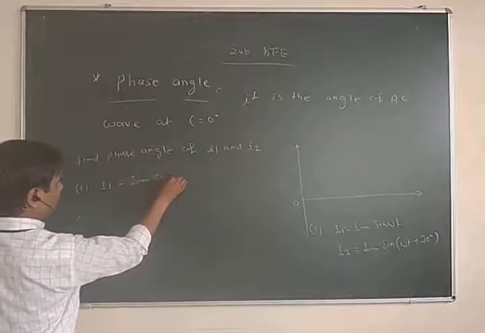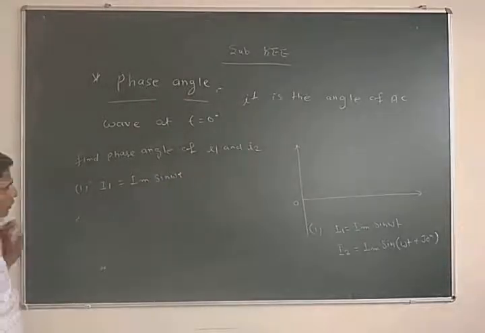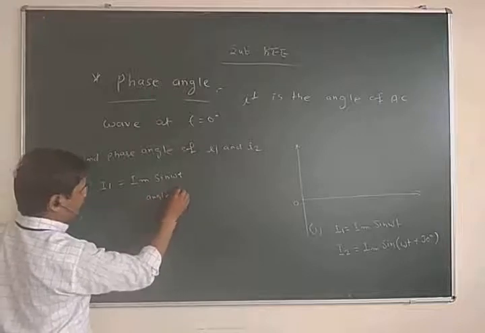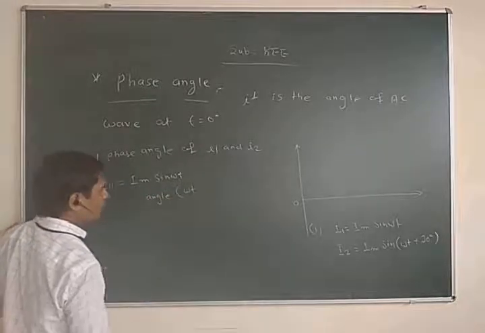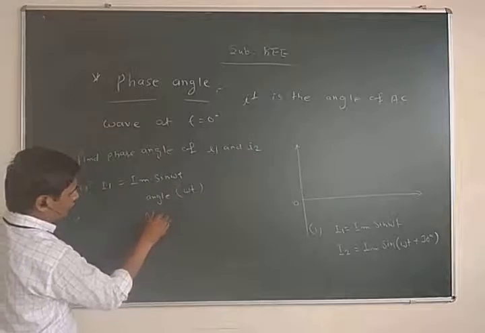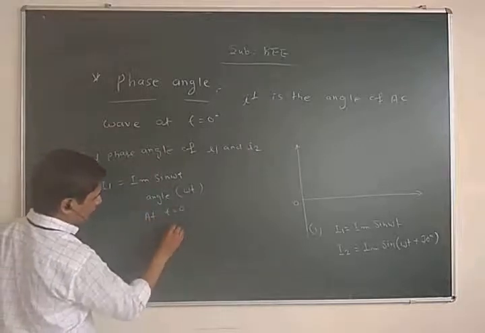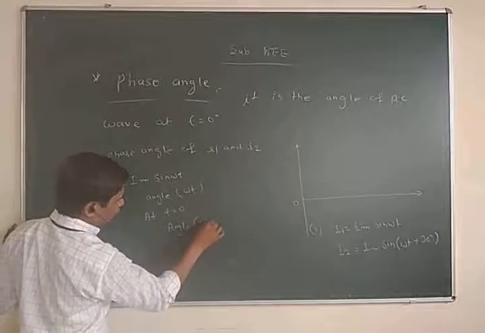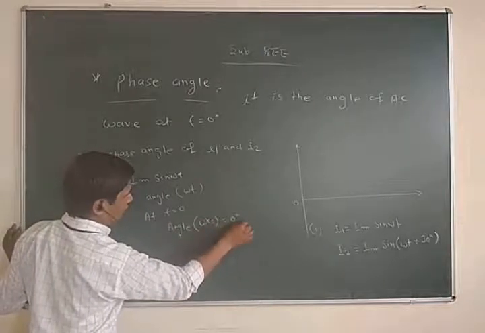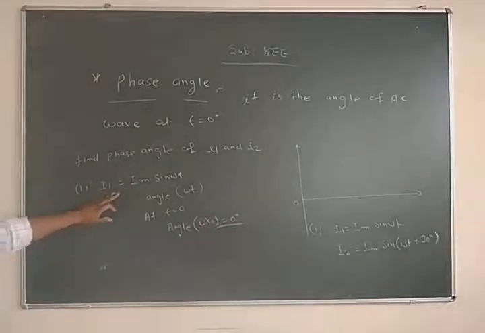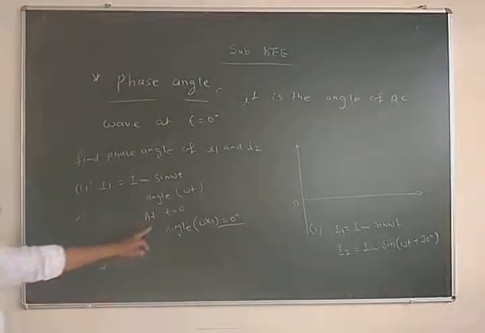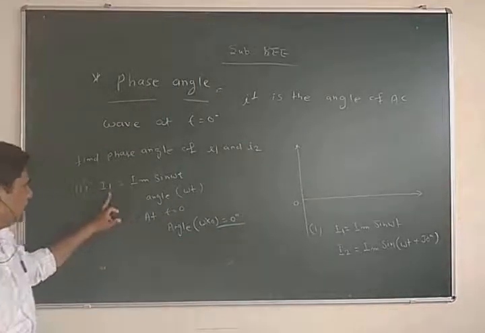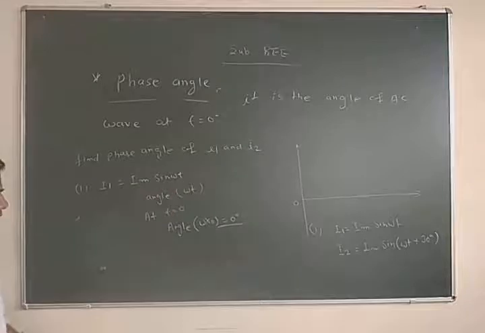Now first, I1 is Im sin omega t. So the angle is omega t, at t equal to 0. The angle omega into 0 is equal to 0. So if I1 is equal to Im sin omega t, at t equal to 0 the angle is 0. So the phase angle for I1 is equal to 0 degree.